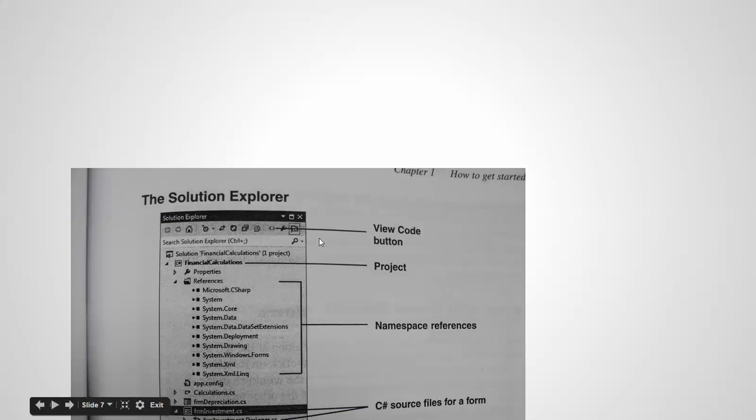Okay, just so you know, this shows the project. This shows the whole solution. There could be multiple projects as part of it. These things are the namespace references, which is all the stuff that somebody's put before us, and so on and so forth. So that's just part of the Solution Explorer.